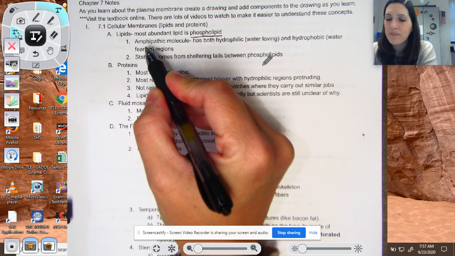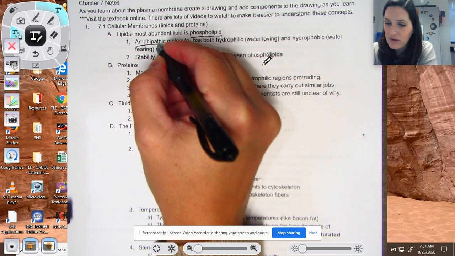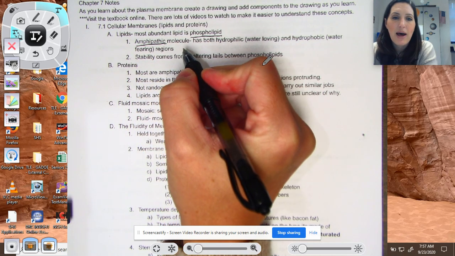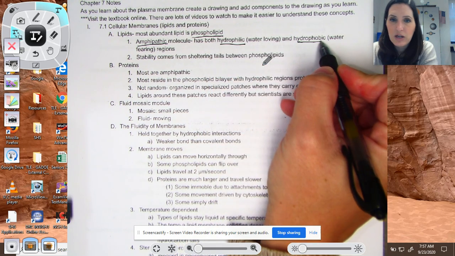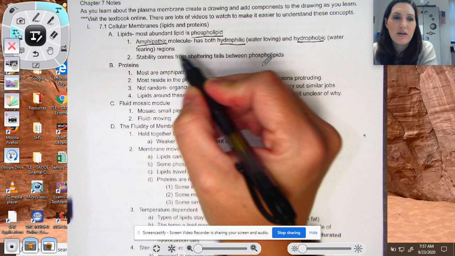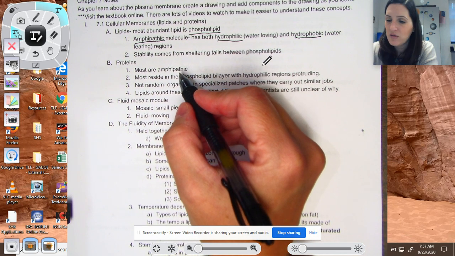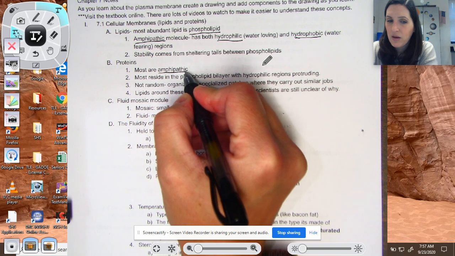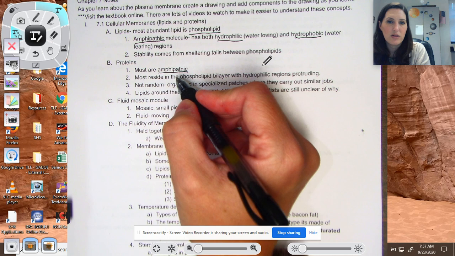All right, this word, amphipathic, is a hard word for me to say. I have to think about it. Amphipathic means that it has the hydrophilic and the hydrophobic regions. So our cell membrane is amphipathic. We're also going to see that most of our proteins are amphipathic, so they also have water-fearing and water-loving regions.